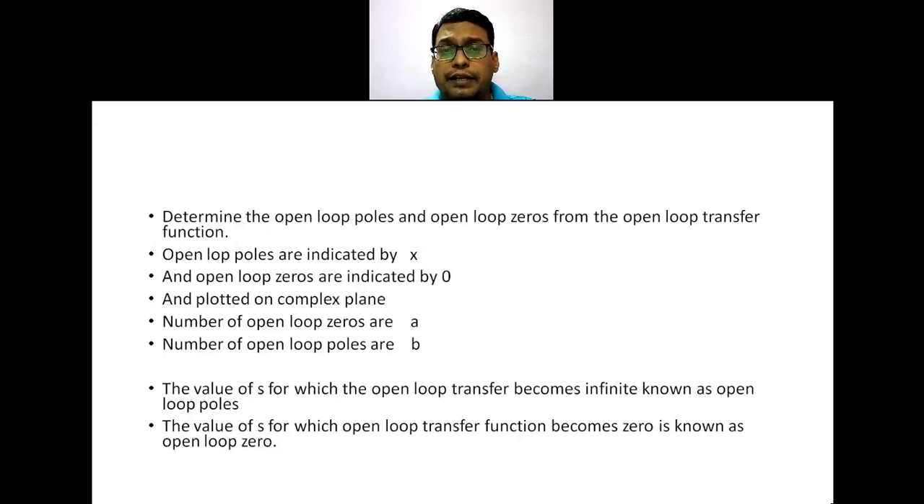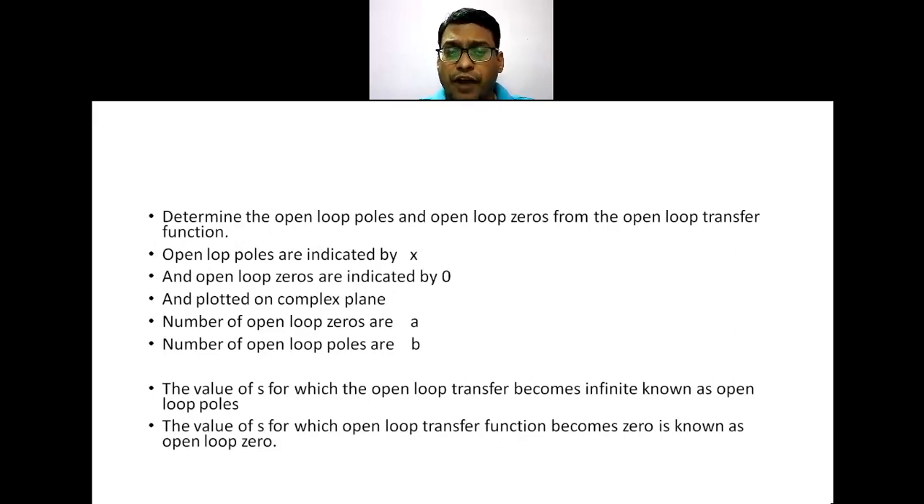the transfer function with the feedback loop disconnected from the comparator, and it is the product of all transfer functions in the control loop. So after obtaining the open loop transfer function, one has to find out the open loop poles and open loop zeros. The values of S for which the open loop transfer function becomes infinite are known as the open loop poles. That means whatever there is in the denominator, all those are your open loop poles.